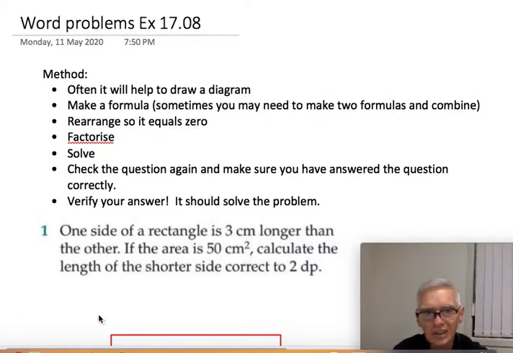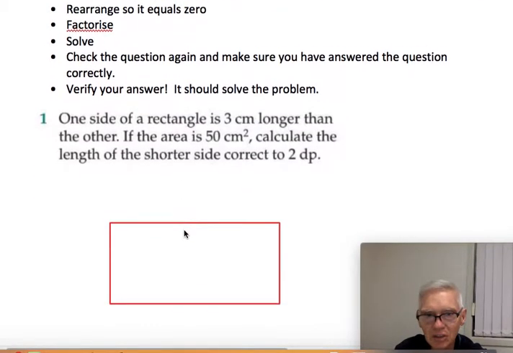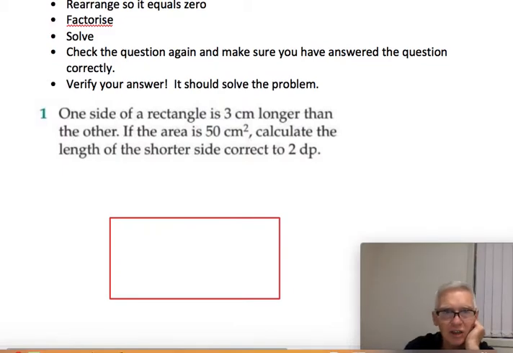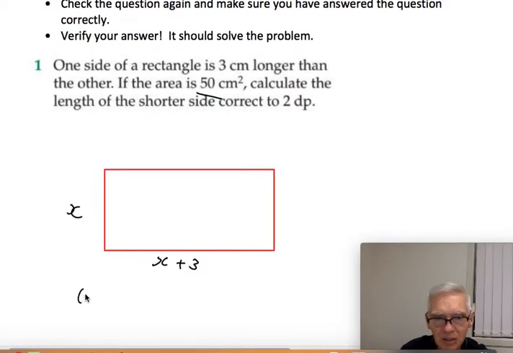So I'm going to do two examples in this video. The first one, we've got this rectangle, it's 3 centimeters longer than the other. Well, I don't know how long those sides are, so I'm going to call this x, and this is going to be x plus 3. Now we're told the area is 50 centimeters squared, so that's base times height. So we've got x plus 3 times x equals 50.